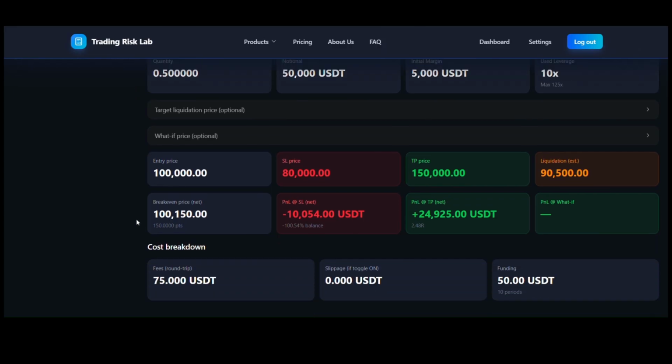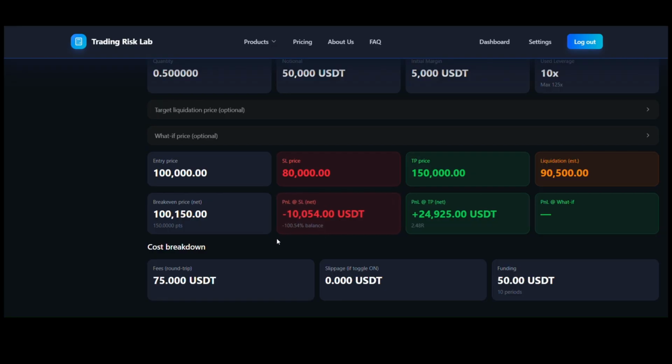Below that, you can see a clear summary of your trade levels: entry price, stop loss, take profit, and the estimated liquidation price. Break-even price shows where the trade becomes profitable after fees. P&L at stop loss shows the potential loss if the stop is hit, both in USDT and as a percentage of the balance. P&L at take profit shows the potential gain and the risk-to-reward ratio.